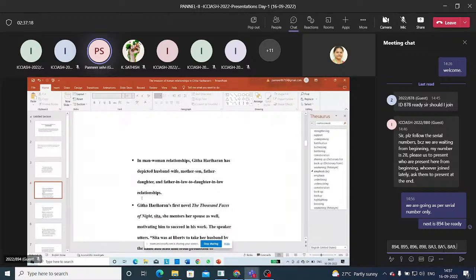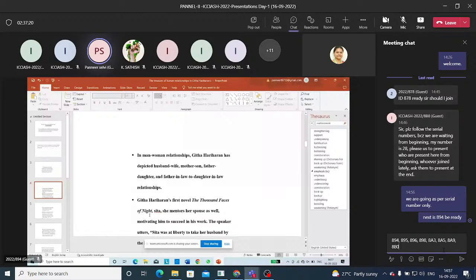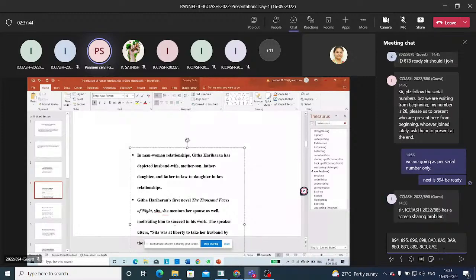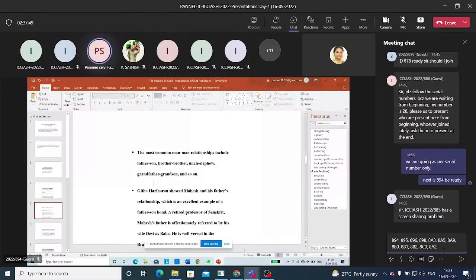In Geeta Hariharan's first novel, The Thousand Faces of Night, the protagonist is Devi, but her mother Sita is the wife of Mr. Mahadevan. She is the mentor of her boss as well as motivating him to succeed in his work. This relationship makes a beautiful bonding. This makes a man successful because of a woman. Then the most common man-to-man relationships include father and son, brother and uncle, uncle and nephew, grandfather and grandson.